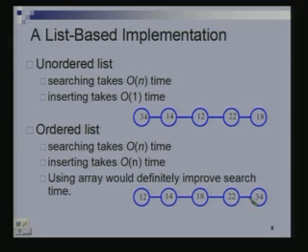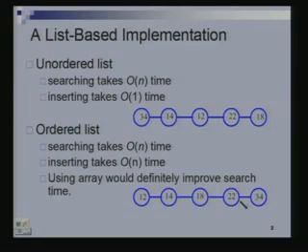Now minimum takes only constant time. Maximum we can also organize so that it takes constant time. Let us say I have a pointer or a reference to the end node in this list. Successor also takes constant time, because given a particular node I can just go to the next one and that will give me the successor, and predecessor also takes constant time.